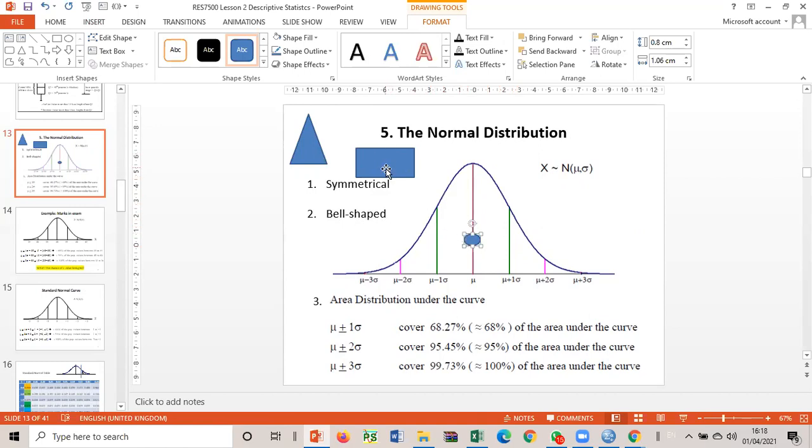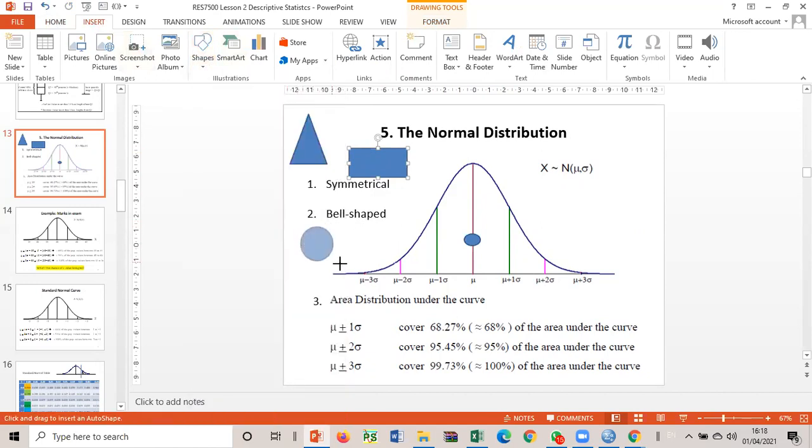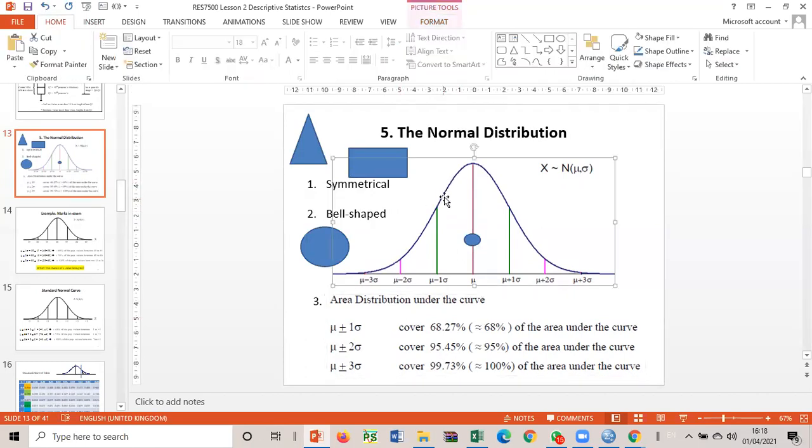But this is not a bell shape, right? Next, this diagram. Is it symmetrical? Yes. Is it bell-shaped? No. This is a bell, like a bell. You tie up something here. You understand what a bell is?